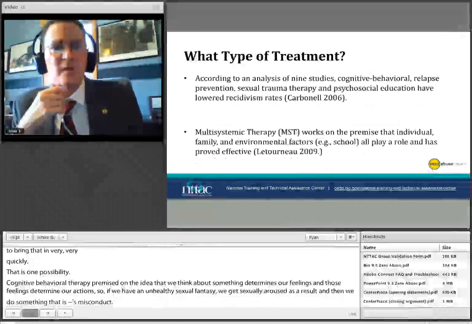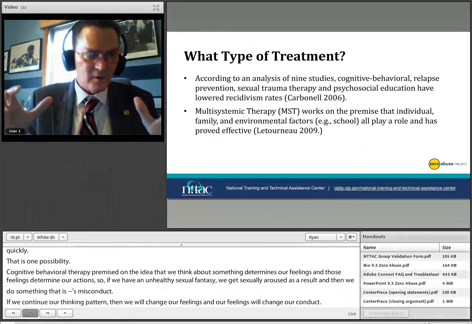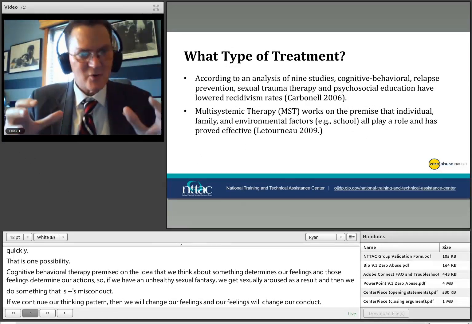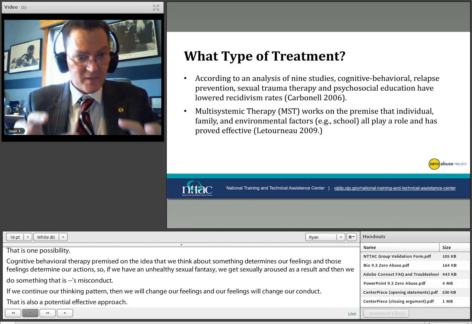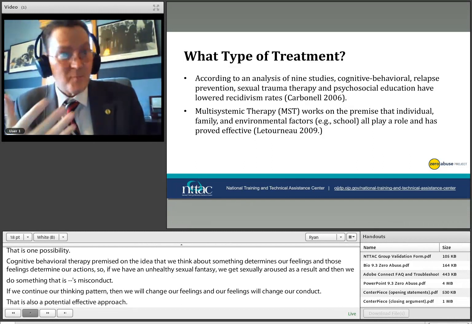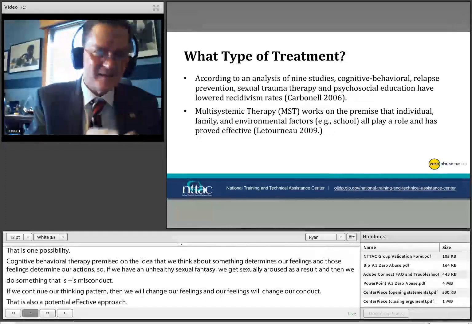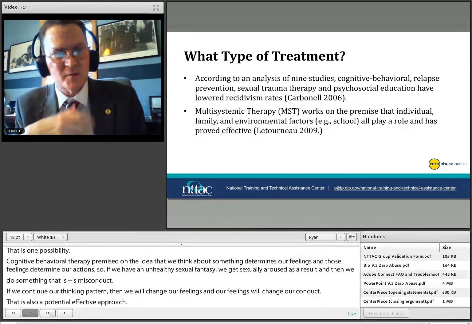And could we educate those around the child about these sort of things? So if they catch a child engaging in, say, voyeurism, we know to rein that in very, very quickly. That's one possibility. Cognitive behavioral therapy, premised on the idea that how we think about something determines our feelings, and those feelings determine our actions.